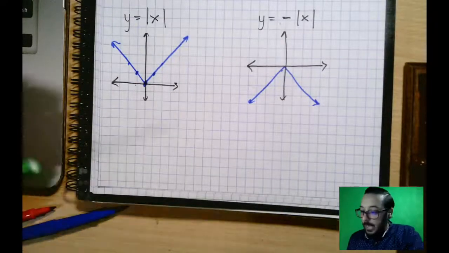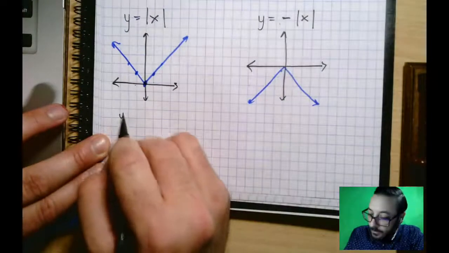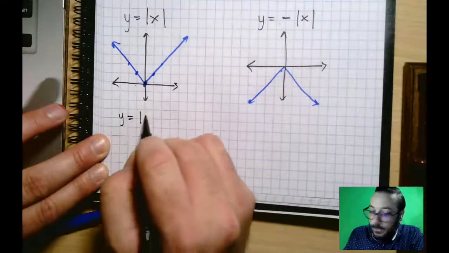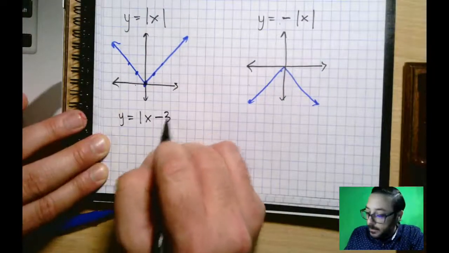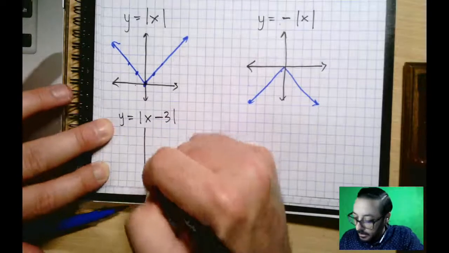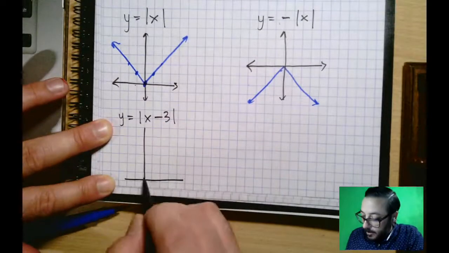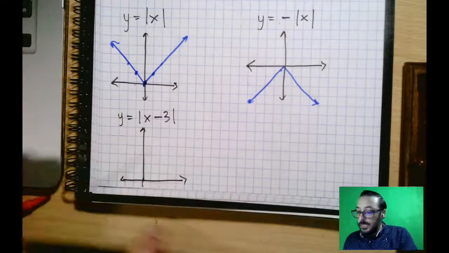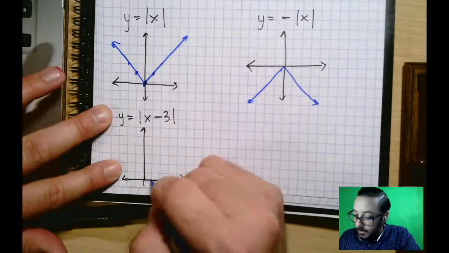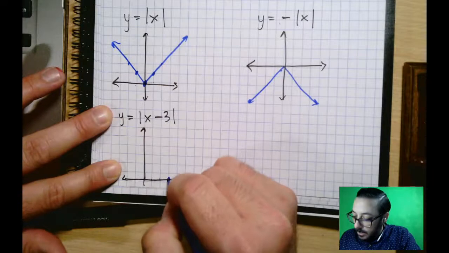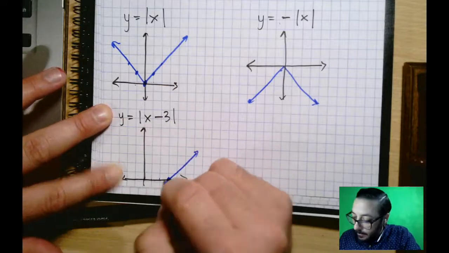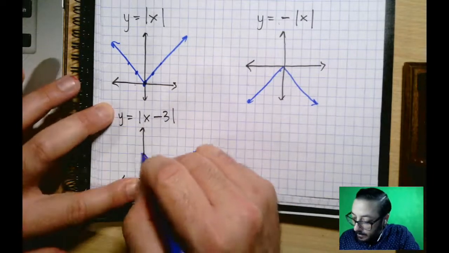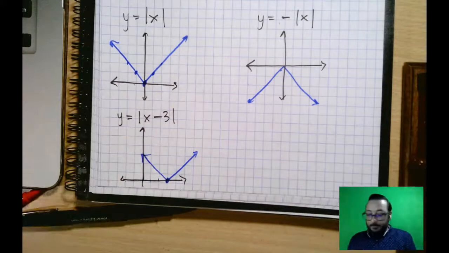Let's look at a couple others here. So y equals the absolute value of x minus 3. That's a translation to the right 3 units. 1, 2, 3. Everything else is the same.